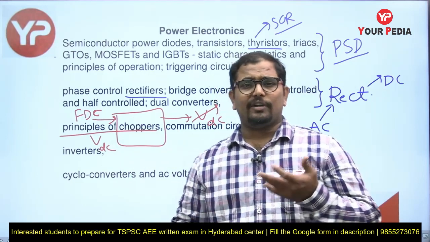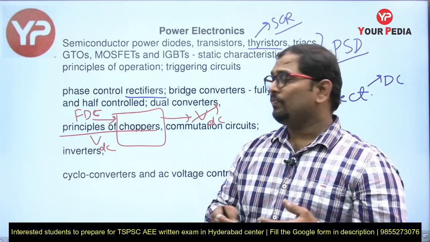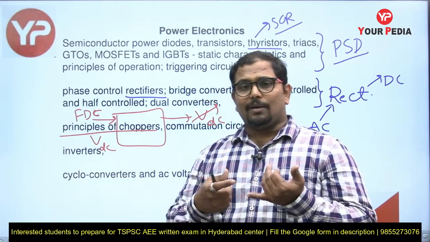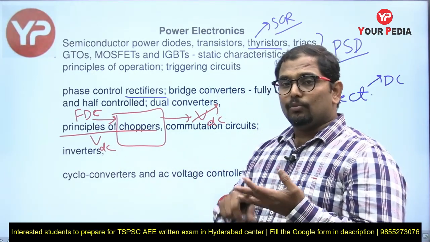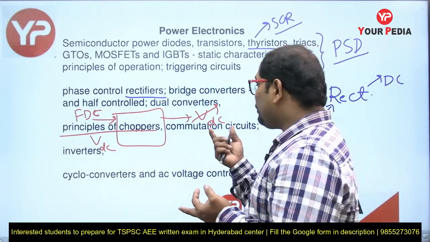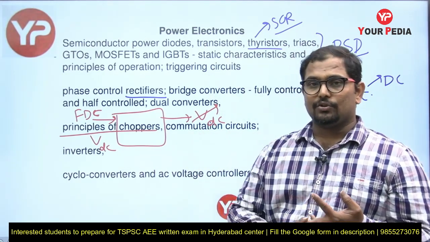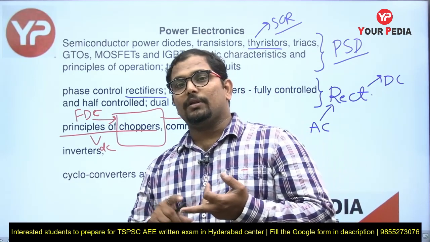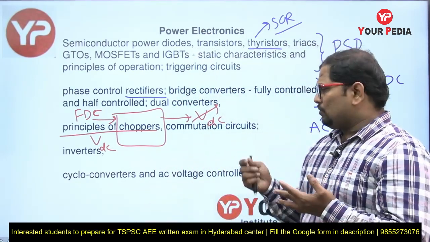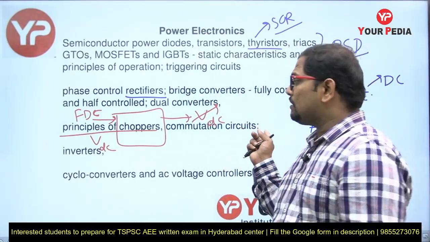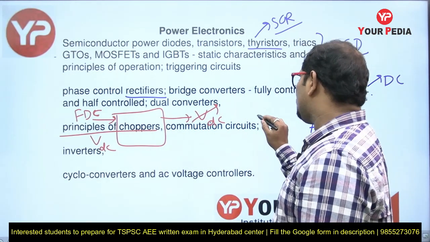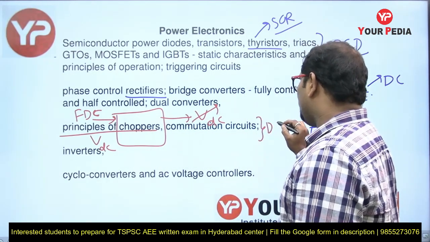In these choppers we'll have different circuits: buck chopper, buck converter, boost chopper, buck boost chopper, and voltage commutated chopper. That comes in our commutation circuits. Voltage commutated chopper, current commutated chopper. So these are all covered in this topic, this module, which we call choppers.